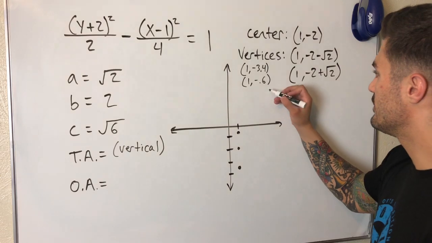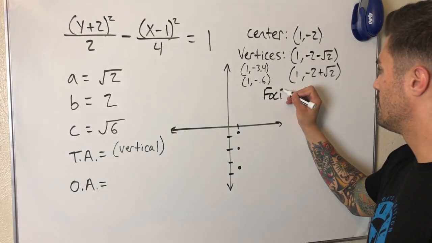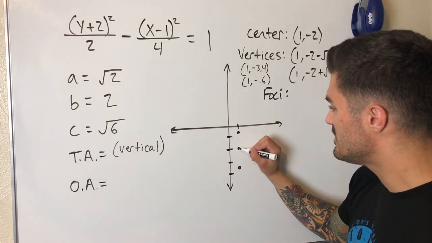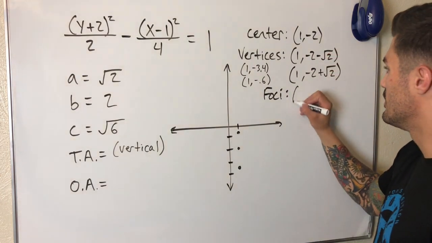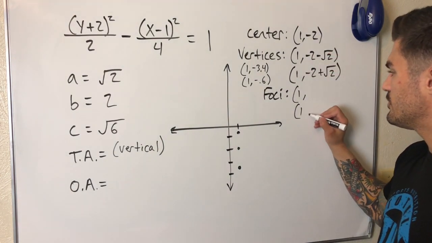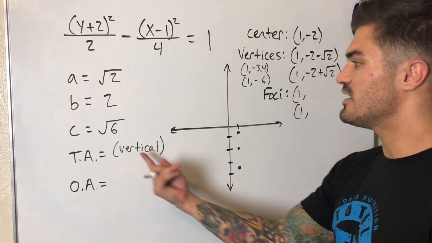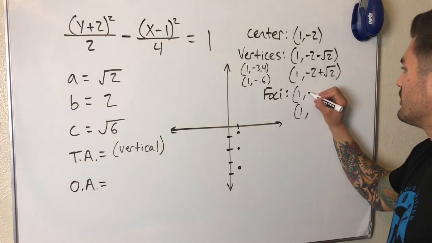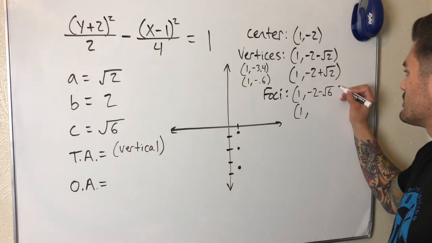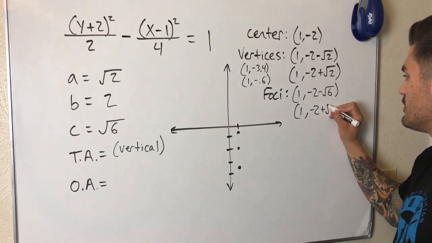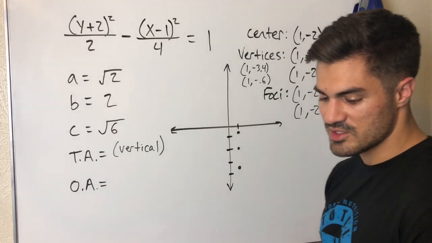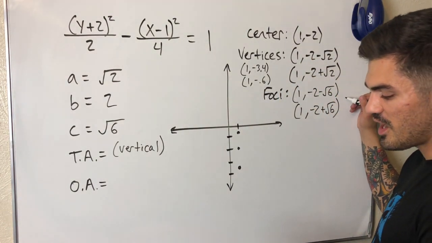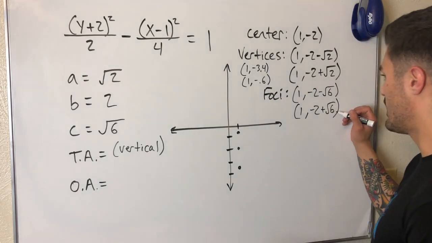So if I take, let's see, all right, foci here. If I take C, and I do the same thing, I add a C to this y-coordinate of this center. So my foci still have 1 for both the x-coordinates. And if I take C and I add it, so I'm basically adding and subtracting root 6, all right? And I get 1, -2 minus square root of 6. And I get 1, -2 plus square root of 6. And those can be estimated as well. This is about -4.5, and this is about 0.5.